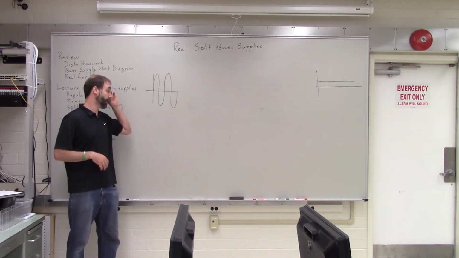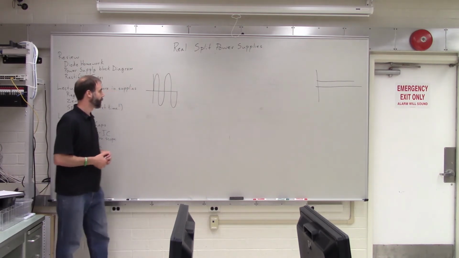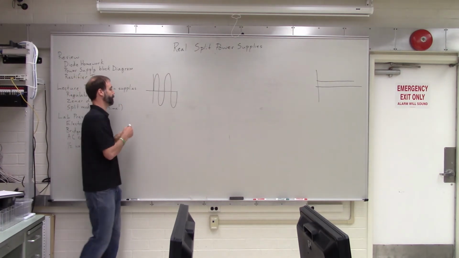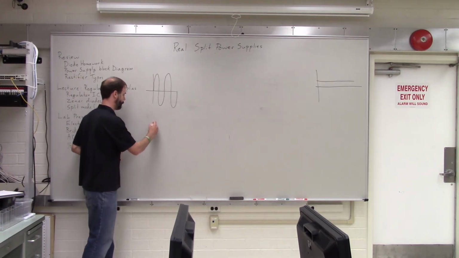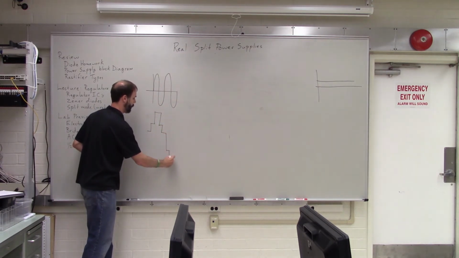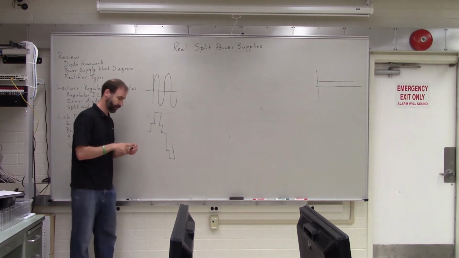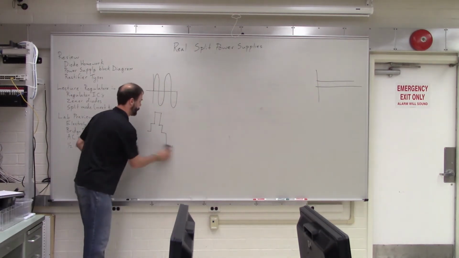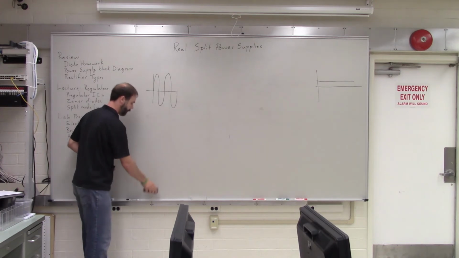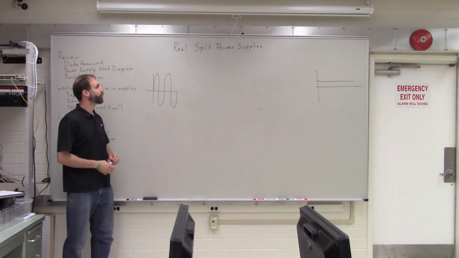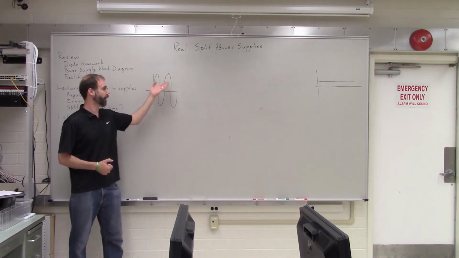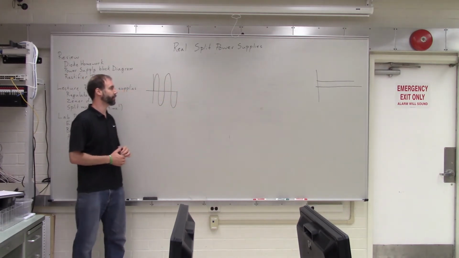Right, they create AC. Now, the AC that comes out doesn't look like a nice, pretty sine wave. It's ugly, but it's a digital approximation of an AC signal. So this is the goal of AC power supplies, to go from AC to DC.